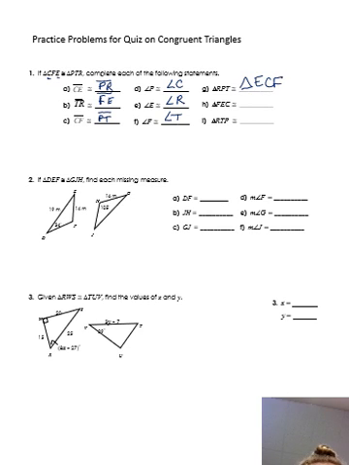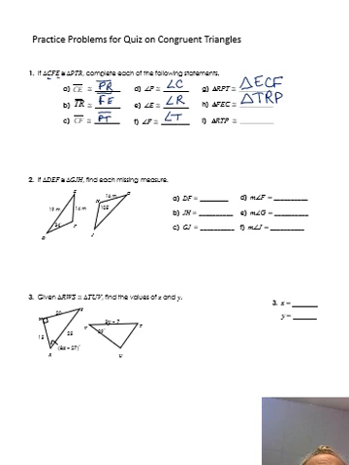Triangle FEC, they started in the middle of the triangle name and they went to the end and then back to the beginning. So FEC, that triangle is congruent to TRP.